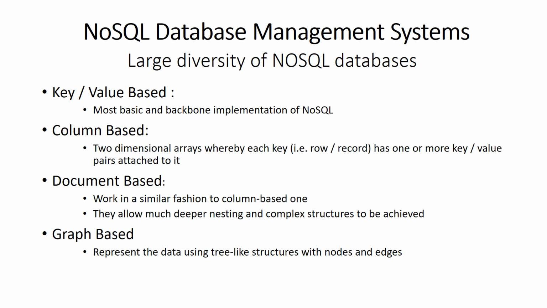Second is column-based. Column-based NoSQL database management systems work by advancing the simple nature of key value-based ones. These databases are commonly used when simple key value pairs are not enough. Third is document-based. Documents overcome the constraints of one or two levels of key value nesting of columnar databases. Last is graph-based. The graph-based DBMS models represent the data in a completely different way than the previous three models. They use tree-like structures with nodes and edges connecting each other through relations.